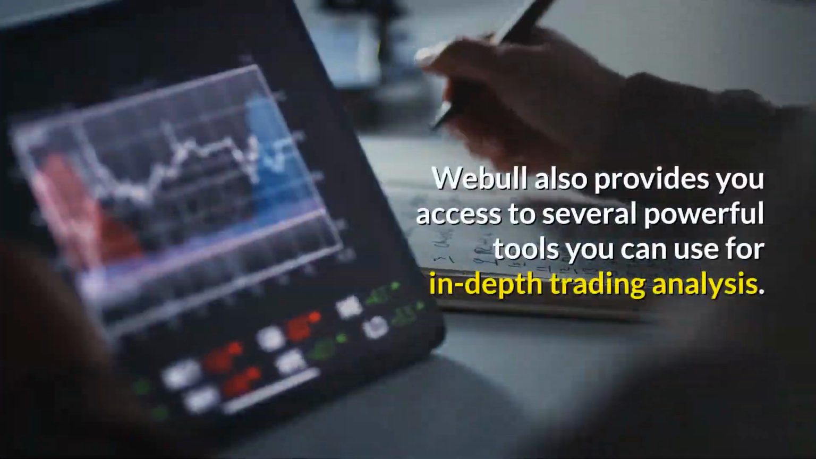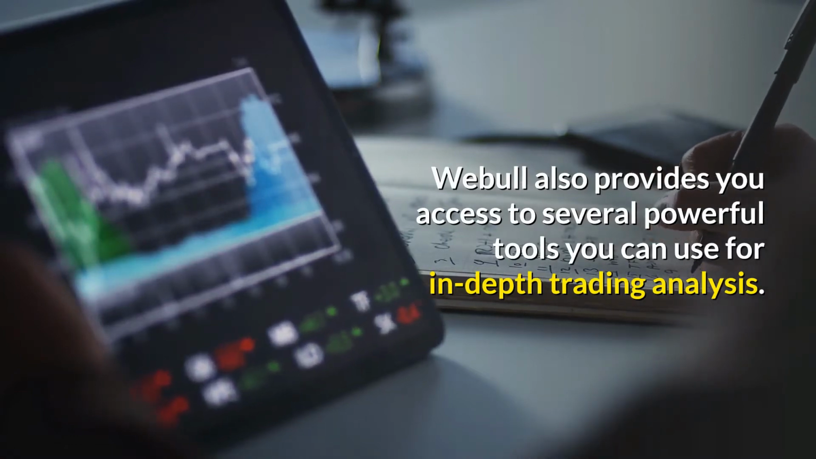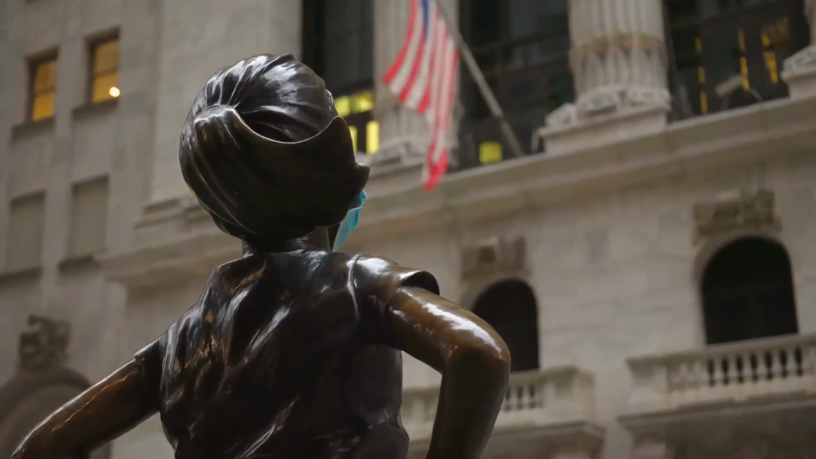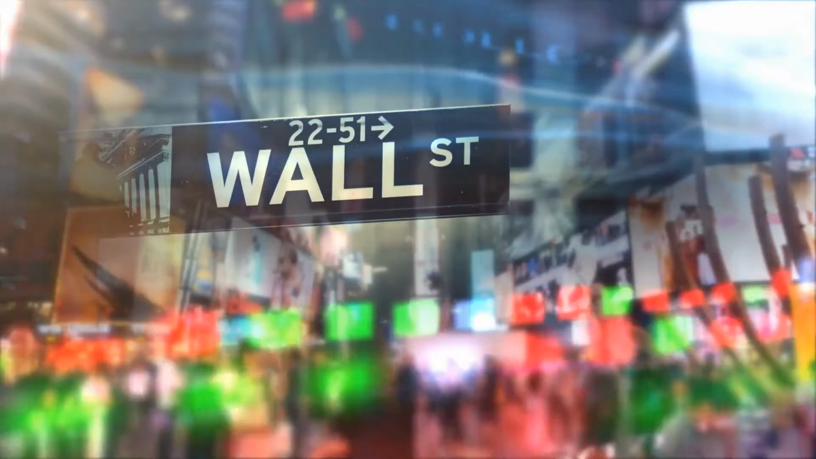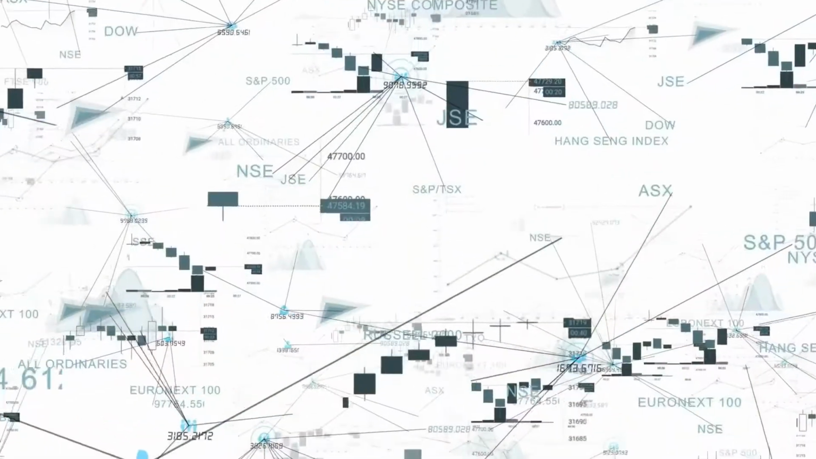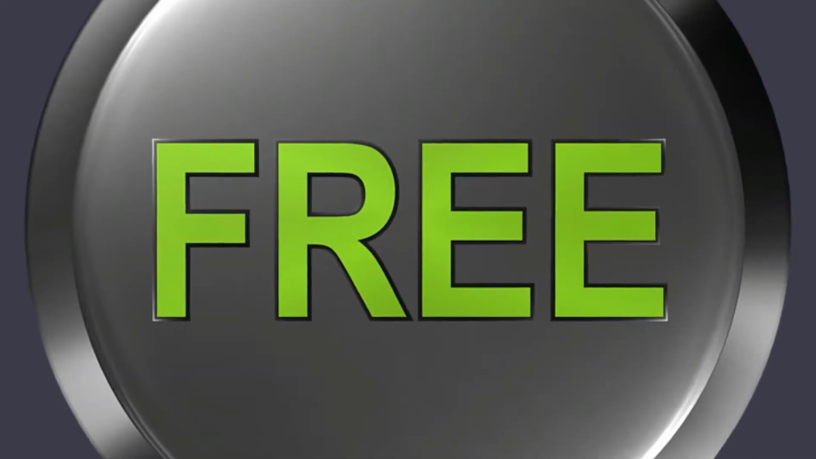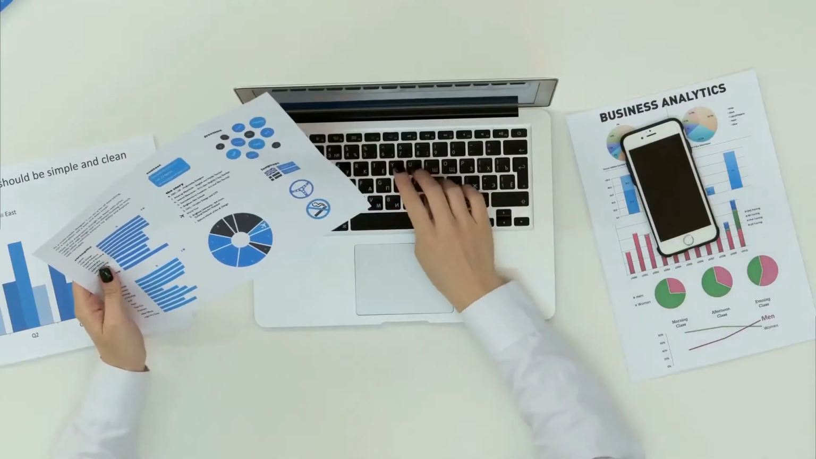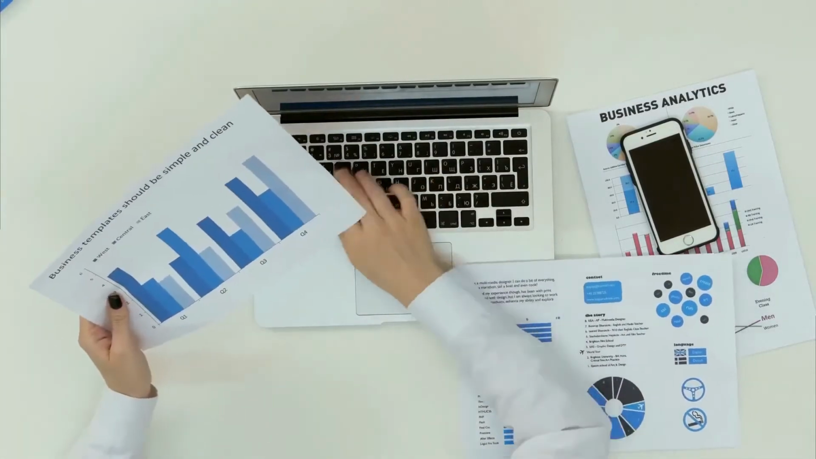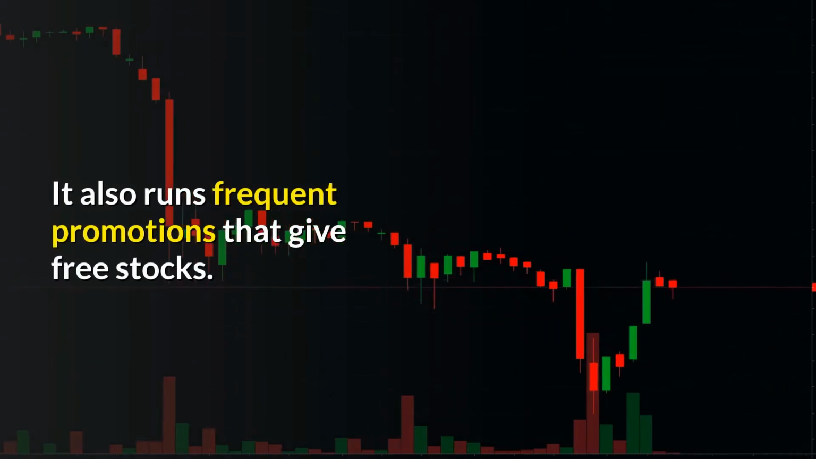Webull also provides you access to several powerful tools you can use for in-depth trading analysis. These services easily make it one of the best stock research and analysis apps for conducting technical analysis. If these account features sound attractive, the best part might also come with knowing that setting up a Webull account is free and comes with no account minimums you must meet or maintain. It also runs frequent promotions that give free stocks.